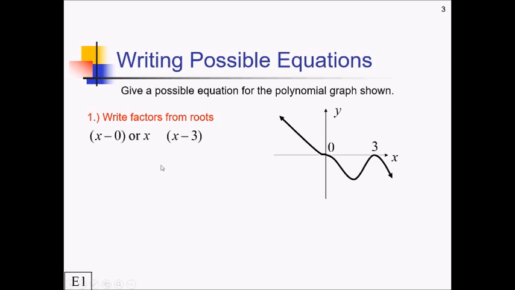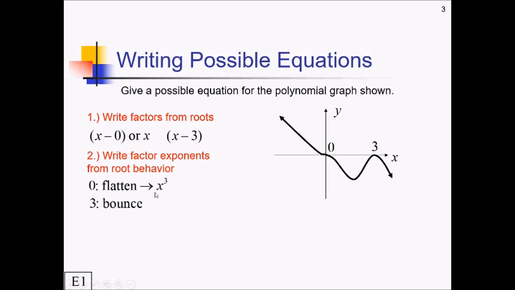Now we have to put some exponents on them, maybe. We're going to use the root behavior, flattening, bouncing, or crossing, to write the exponent on each of these factors. We know that we're flattening through 0. That means the factor that comes from 0, this x, needs to be cubed. So we're going to have an x cubed in our equation. Since we're bouncing at 3, we're going to have x minus 3 squared. It's got to be a double root. So we're almost ready to put it all together.